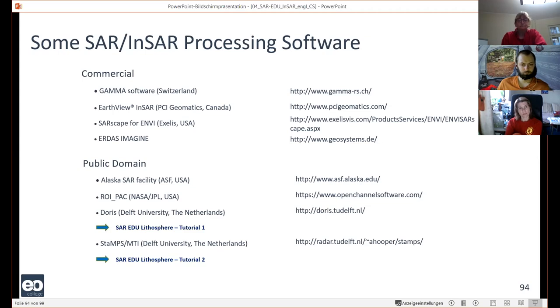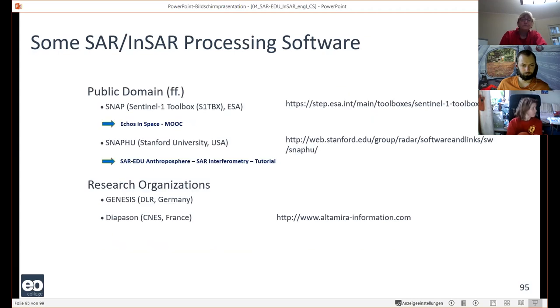Well, and then there is public domain software, several ones. Alaska SAR Facility offering it. Netherlands Delft University is also very active, and there are tutorials coming out of Delft as part of the EO College webpage. Then public domain SNAP, this is what you are using in your practicals. There's also a massive open online course on this, the Echoes in Space. And then Stanford University, also historically with a very strong interferometry focus at that university.